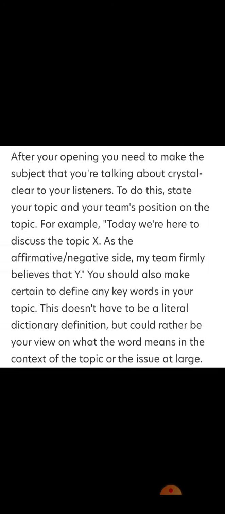Next step is defining the topic. After your opening, you need to make the subject that you're talking about crystal clear to your listeners. So you will introduce your topic. Suppose your topic is X. So how will you speak out? Today we are here to discuss the topic X. Then you will tell whether you are for or against the topic.